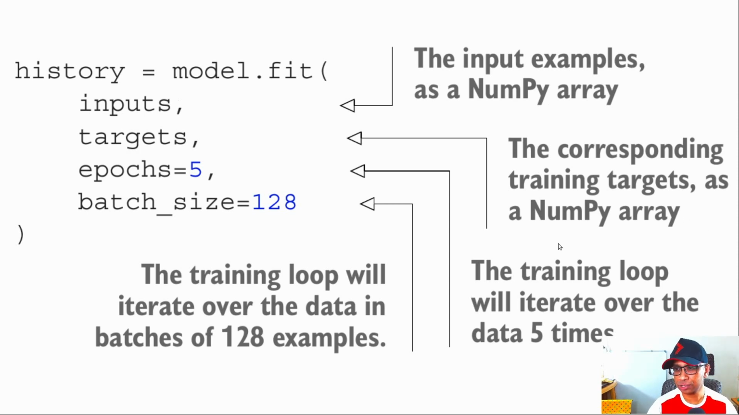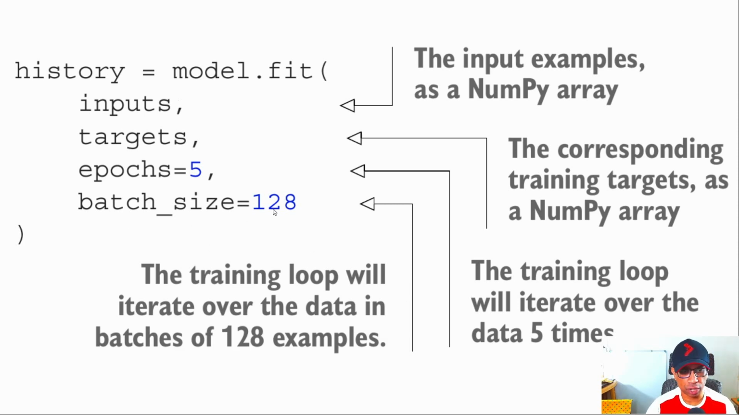Corresponding training targets also will need to be passed, which again can be NumPy array or TensorFlow objects. Epochs is just a number of epochs. I have put here 5. It can be anywhere 10, 50, etc., depending on the power of your machine. Epochs means the training loop will iterate over the data 5 times here, and with each epoch, your accuracy of the model is supposed to be enhanced up to a certain point.